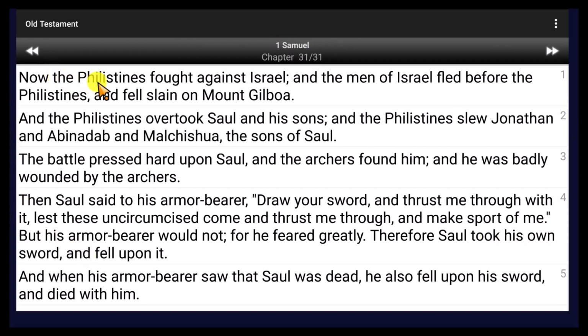Now the Philistines fought against Israel, and the men of Israel fled before the Philistines and fell slain on Mount Gilboa. So the Philistines had a war with the people of Israel, and it looks as if in that war the Israelites were being defeated. And so the soldiers had to be running away. A lot of them were dying on Mount Gilboa.